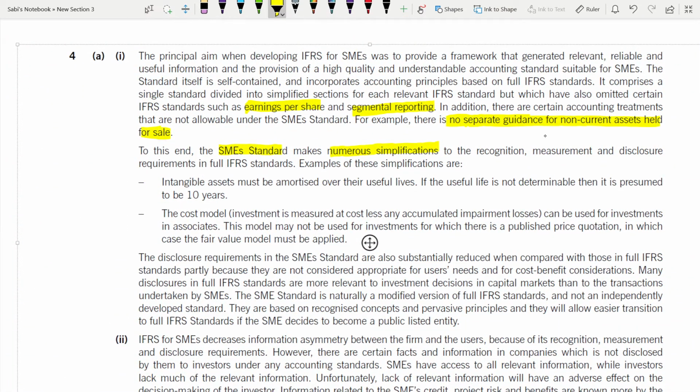So intangible assets must be amortized over the useful life. If the useful life is not determinable, then it is presumed to be 10 years. This is not in your full IFRS standards, right? The cost model: investment is measured at cost less any accumulated impairment.